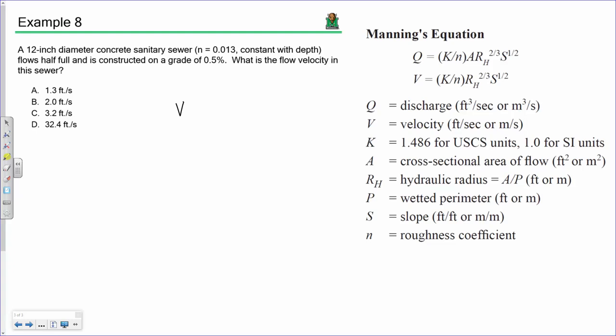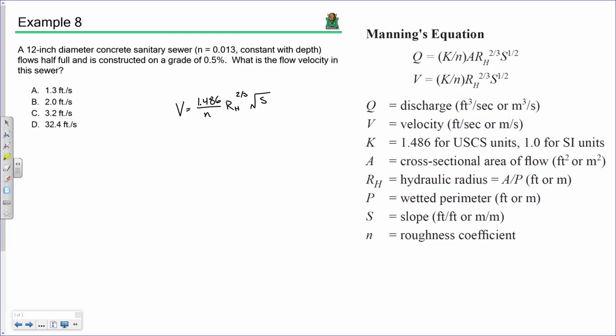Now, we're automatically dealing in U.S. units, so I'm going to rewrite this expression as 1.486 over n times the hydraulic radius raised to the 2/3, and then it's S to the 1/2, but I'll just do that, the square root of S. And so that 1.486 takes care of all of your unit conversions as long as you follow everything else appropriately. So let's see what values we know right off hand.